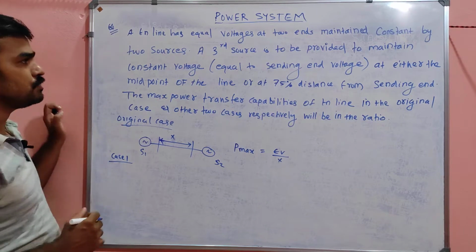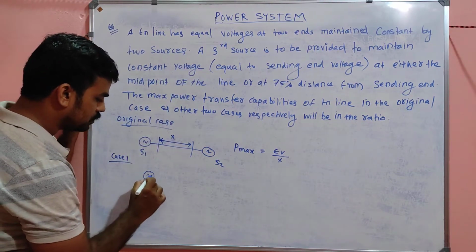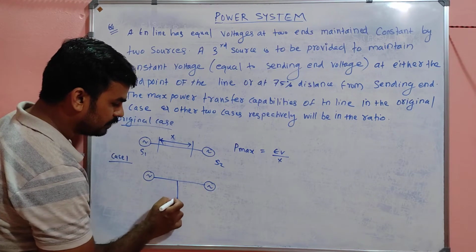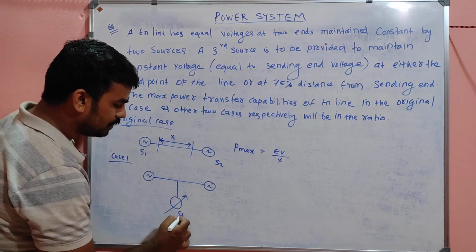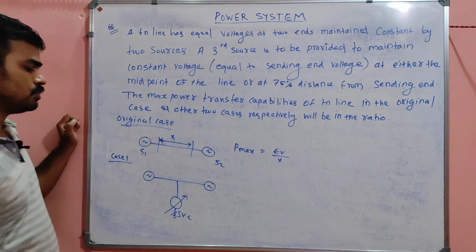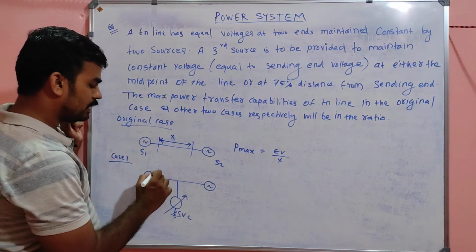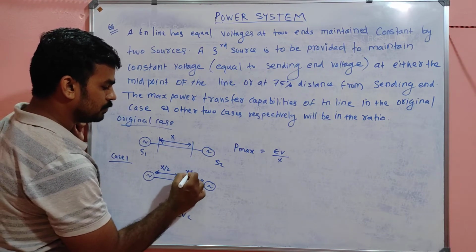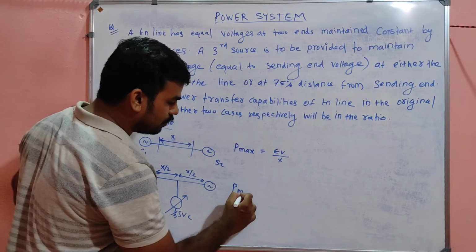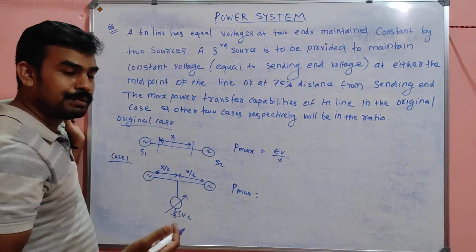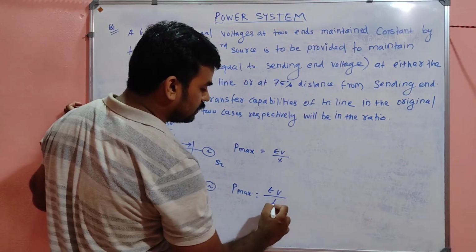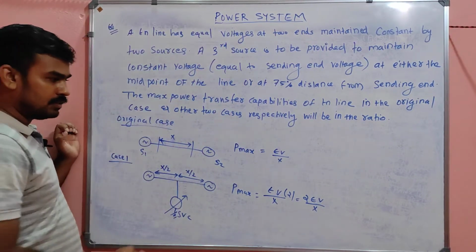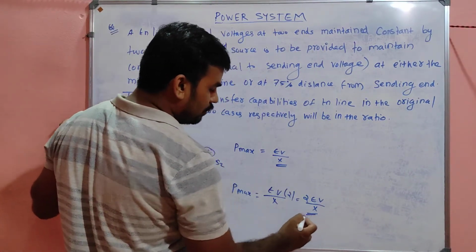In this case, we introduce another source in the middle of the transmission line. Another source means a static var compensator. Then the transmission line reactance will be X by 2 on each side. So P max will be EV divided by X by 2, simply 2EV divided by X. Initially, in the original case it is EV by X, and now it will become 2EV by X.